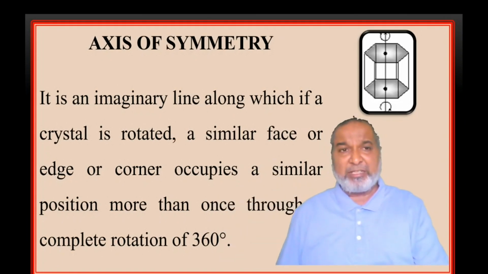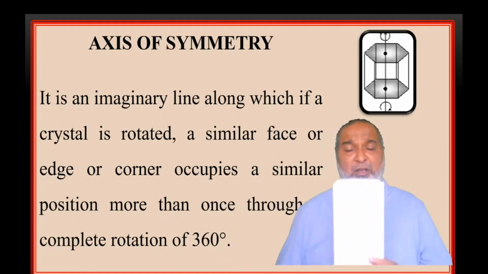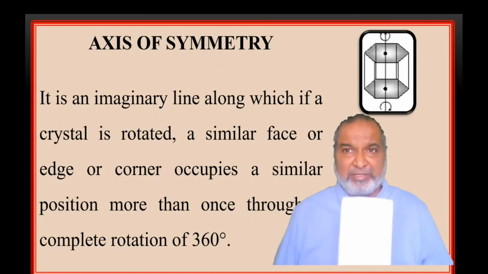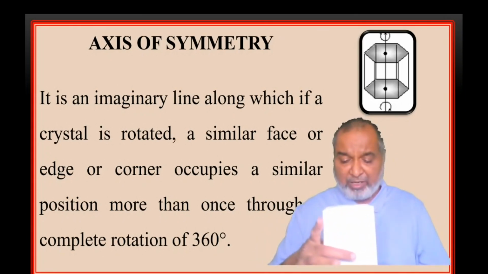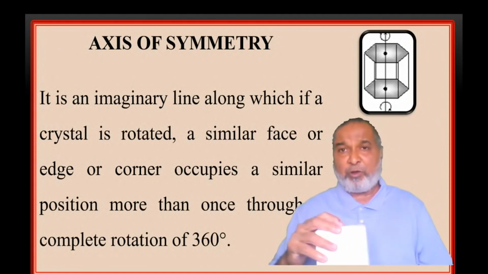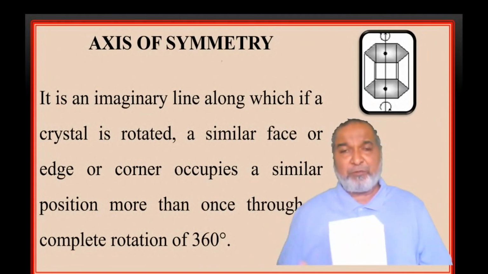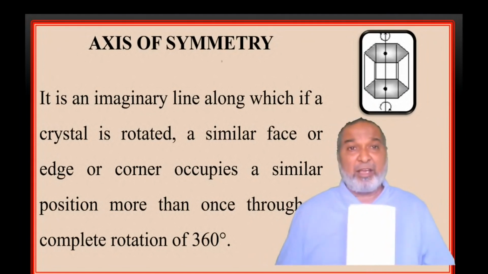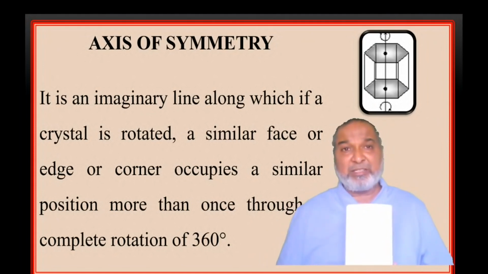What we have is a model belonging to the orthorhombic system. Now how is it orthorhombic? A is the smaller one, B is the intermediate one, C is the longest one. Yes, this is the way you have to find out the name of that particular system.